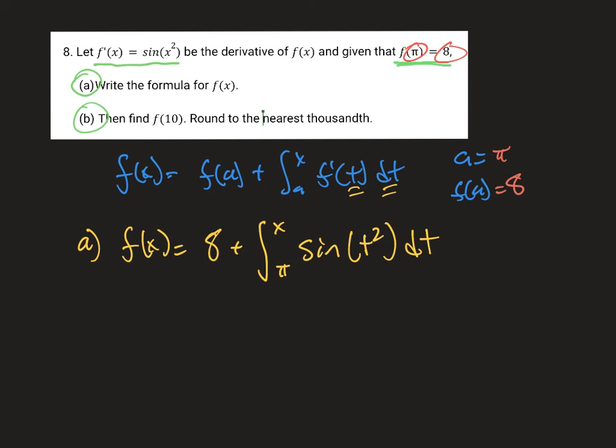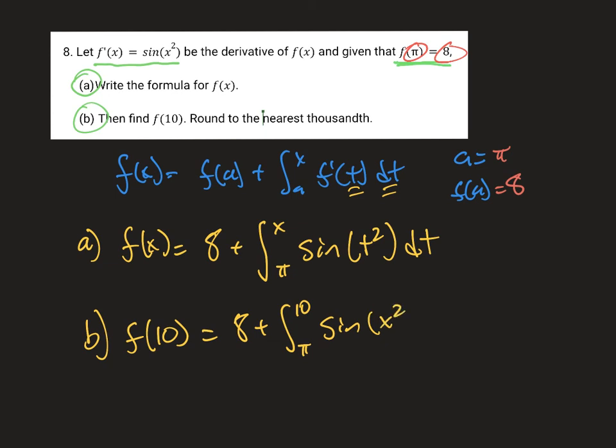And then all you have to do on your calculator is type in what f of 10 would be. F of 10 is going to be, and you'll type this in your calculator, 8 plus definite integral, so math 9, pi to 10 of sine of, you can use whatever letter you want now. You can do sine of x squared if you want, dx, when you type it in. And you'll type that in on your calculator and you'll get a value.